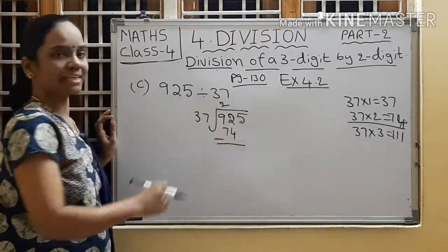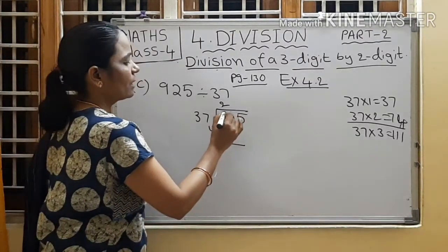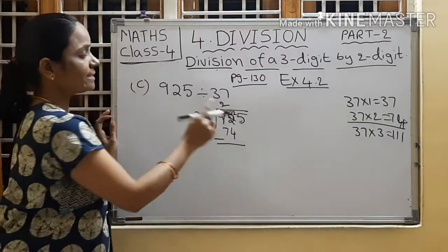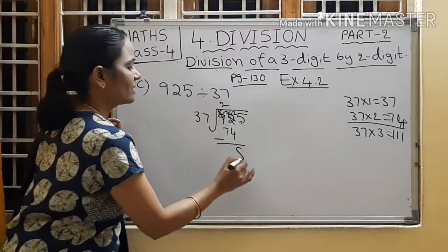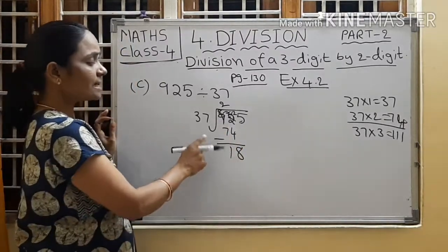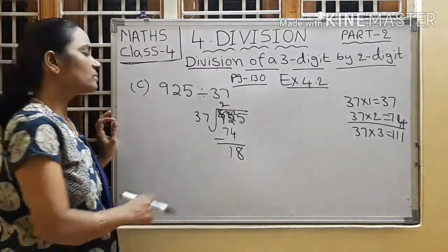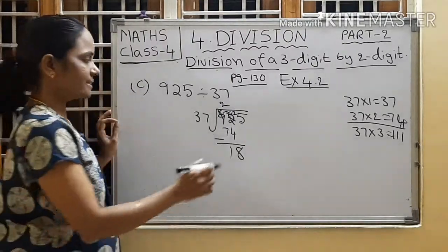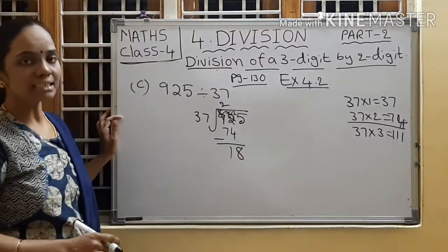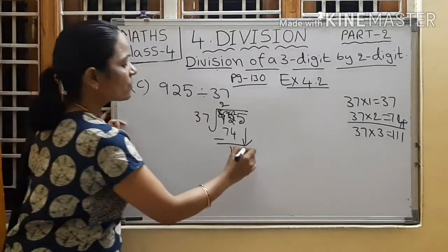2 minus 4. Can we subtract, children? No. What do we have to do? Borrow. 2 becomes 12, 9 becomes 8. 12 minus 4, how much? 8. And 8 minus 7, how much? Very good, 1. Will 37 divide 18, children? Yes or no? 37 will not divide 18. So what is our next step? The next digit we have to bring down. What is the next digit? 5. So bring down 5.